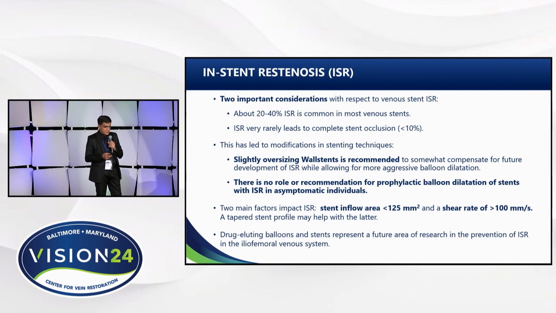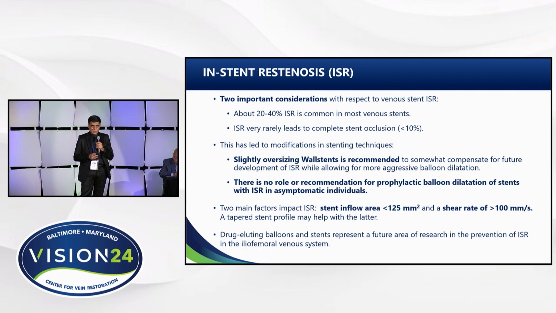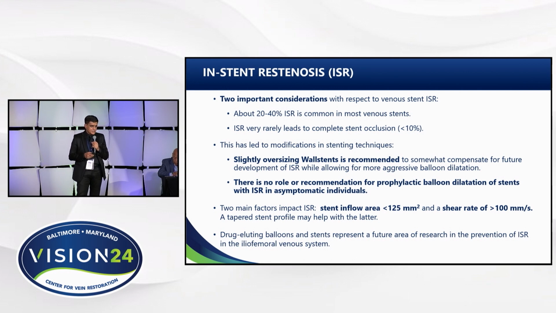Now, this is from Dr. Raju's group, by Dr. Taimur Saleem. He published a paper last year, and as per that, there are two important considerations with respect to venous stent ISR. A 20 to 40% ISR is common in most venous stents. Now, they did not quantify the percentage of that, so it's kind of mild to severe. ISR rarely leads to complete stent occlusion, in less than 10% of patients.